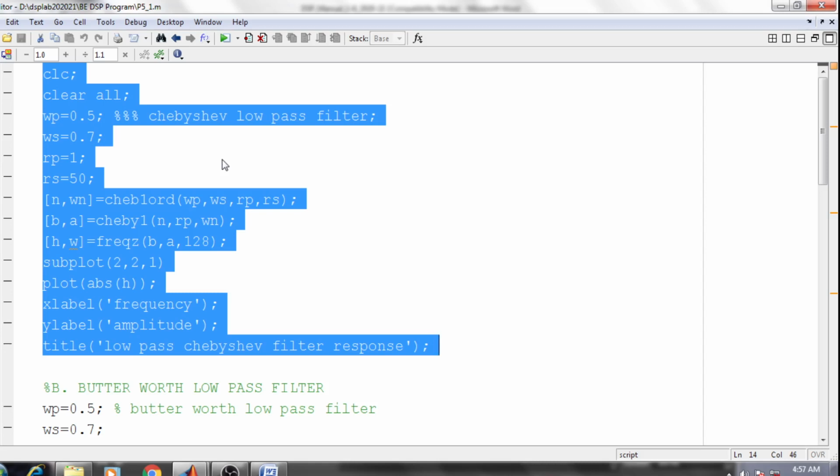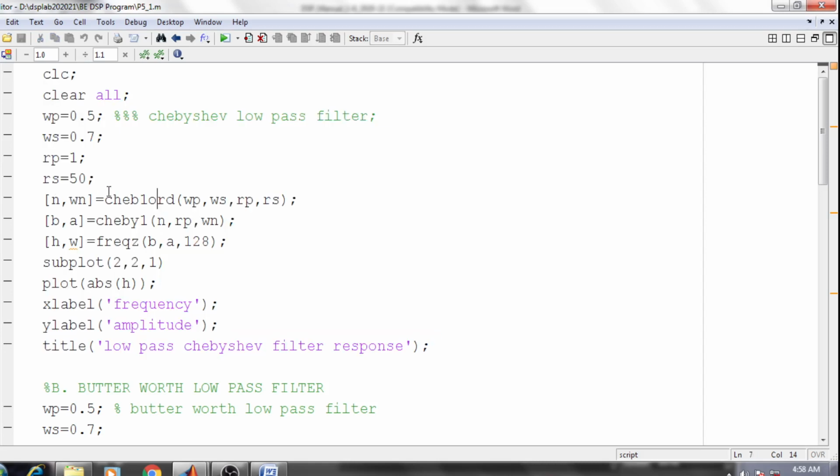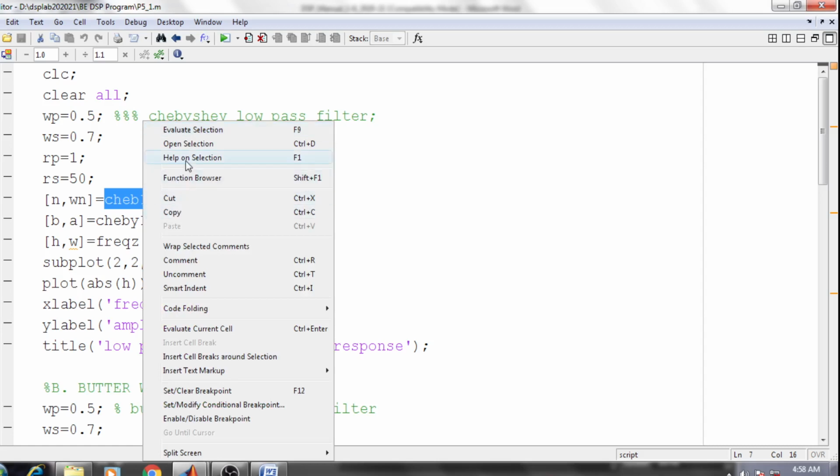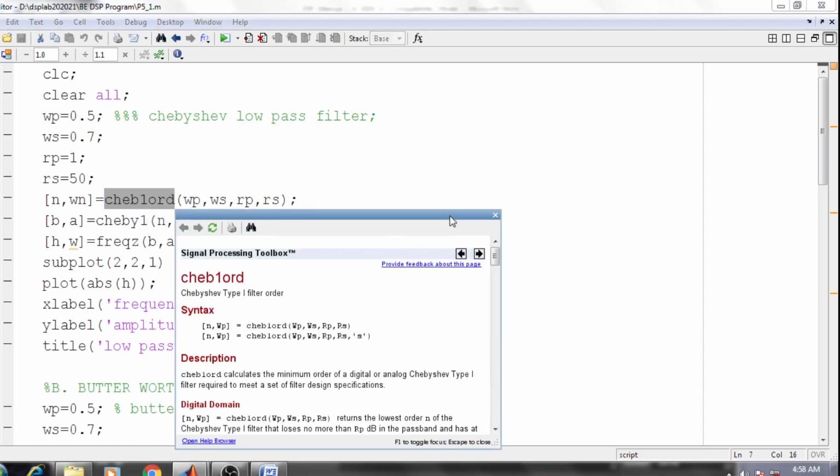This design will require a total of 4 parameters. What parameters will be required? We will see in our functions. Here a total of 2 functions are required for the design. The first function is Cheb1ord and the second one is Cheb1. These 2 functions will be enough for designing this problem. One by one, see the meaning of this Cheb1ord function. I am opening the help, and from that help I am telling you all these things.